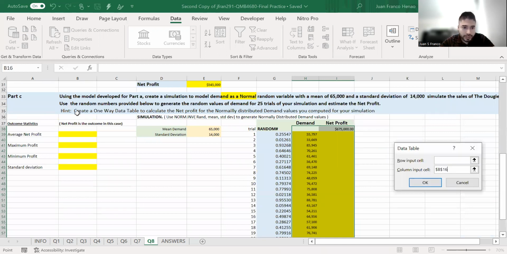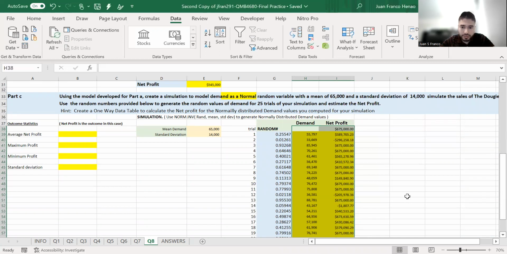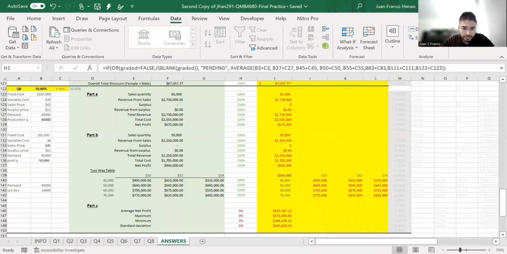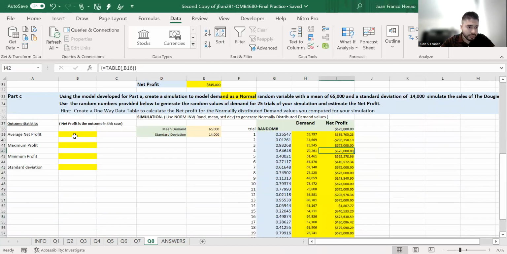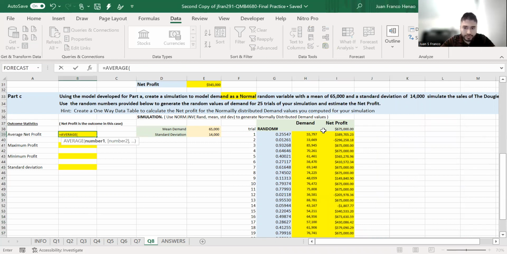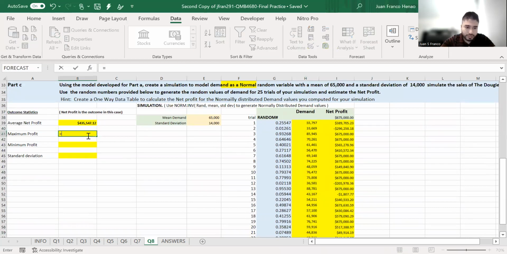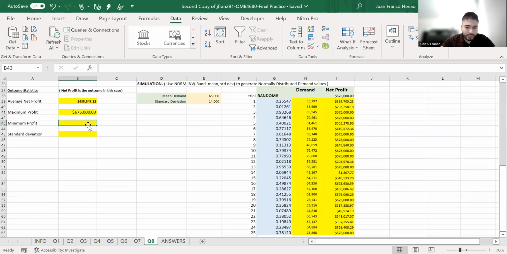Let me read here quickly. One-way data table to calculate. Okay, let's see. Average net profit, max. And for the minimum, we use the MIN formula.